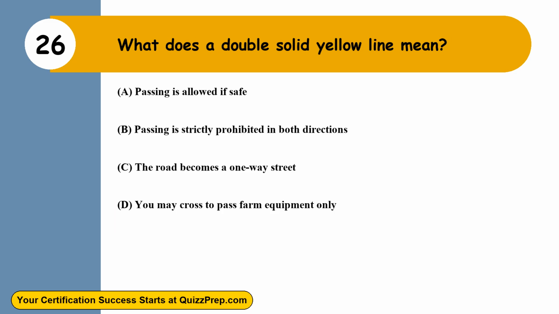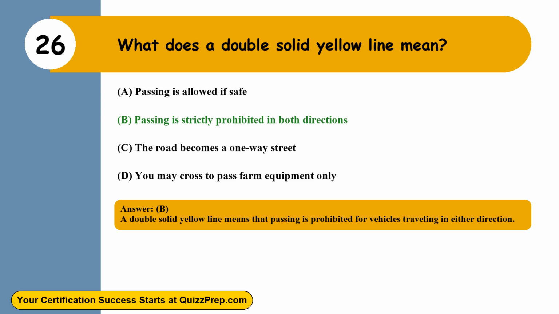Question 26. What does a double solid yellow line mean? Option A. Passing is allowed if safe. Option B. Passing is strictly prohibited in both directions. Option C. The road becomes a 1-way street. Option D. You may cross to pass farm equipment only. The correct answer is option B, passing is strictly prohibited in both directions. A double solid yellow line means that passing is prohibited for vehicles traveling in either direction.